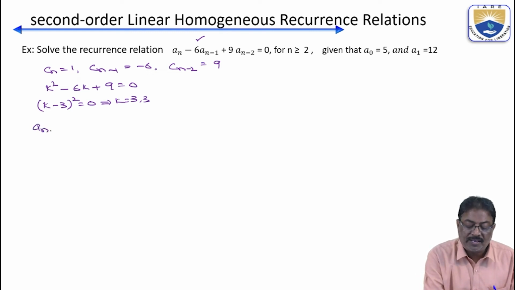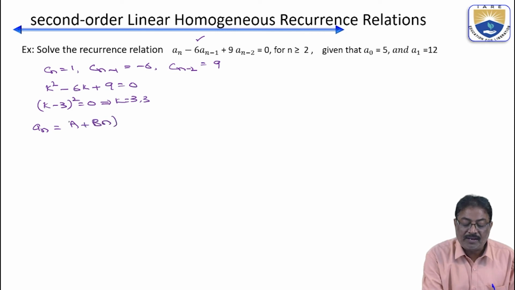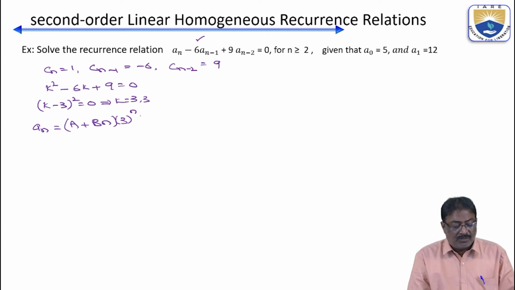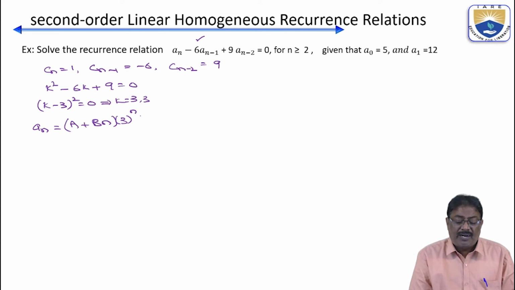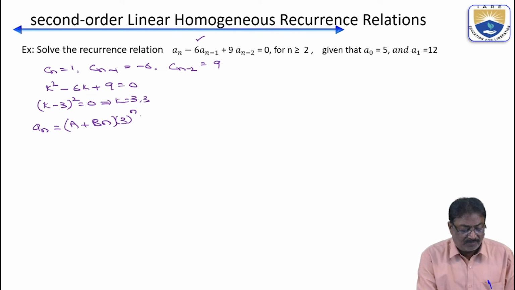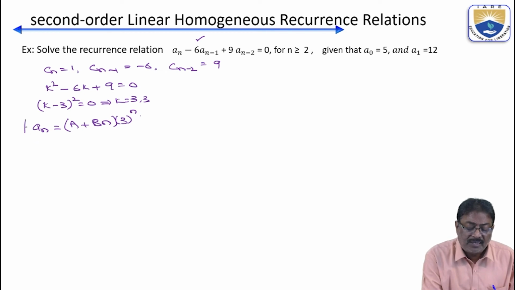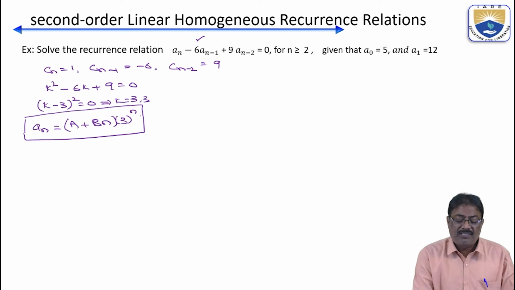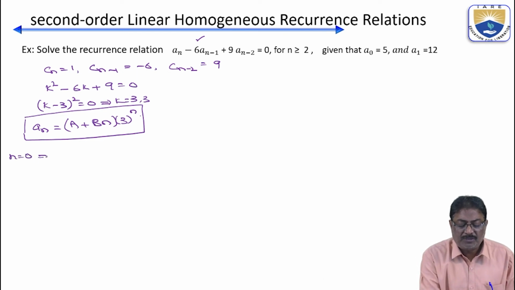So the solution is an is equals to a plus bn, k to the power of n, 3 to the power of n. So that we are going to consider, and this is the general solution. Now once again the same as usual method, I am going to substitute n is equals to 0. Subsequently a naught is equals to a.